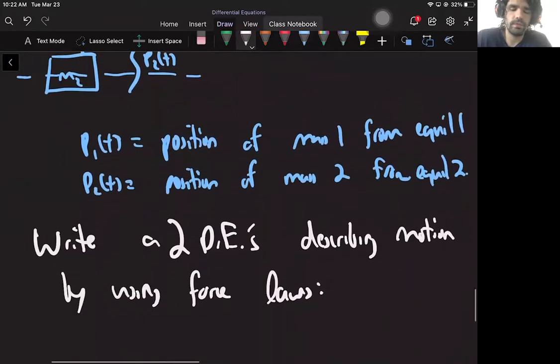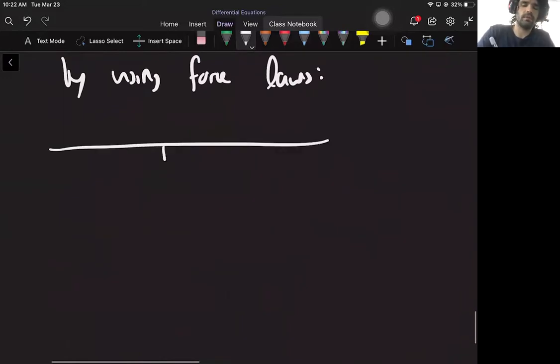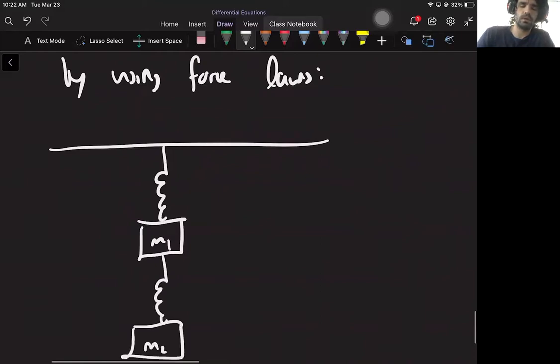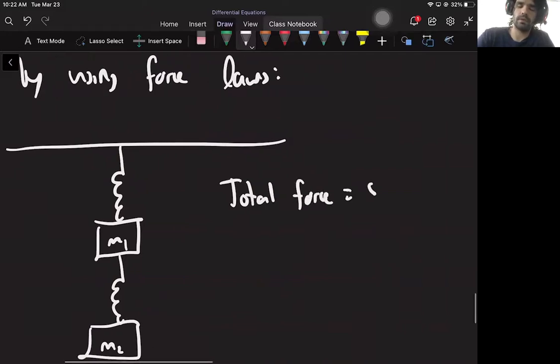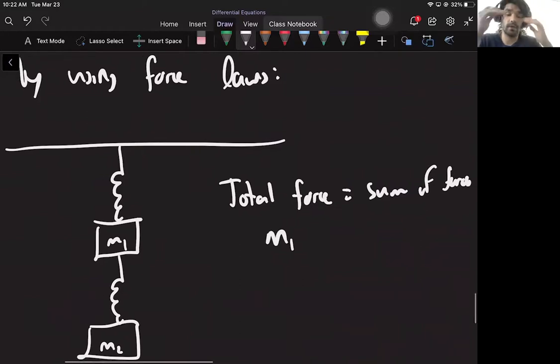Okay, so let's think about it one mass at a time. Let me draw the picture here again. So the whole point is that the total force equals the sum of the forces. And the total force is ma, m times the acceleration of the mass, which is the second derivative of position. So the total force on mass 1 is going to be mass 1 times the second derivative of its position.